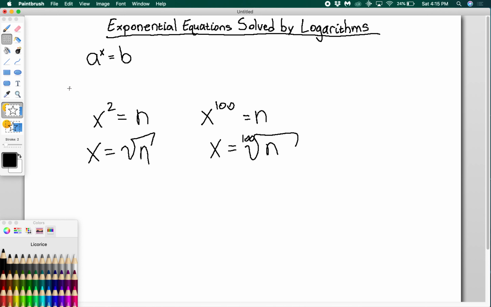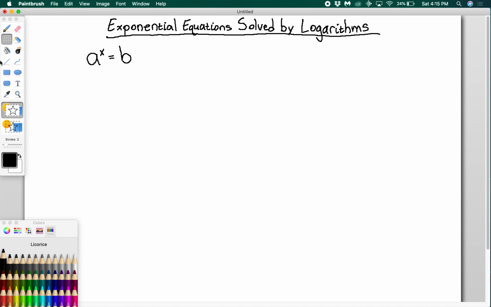Okay, but logarithms do something different. In this equation, my x is the power, so I don't want to take the xth root of both sides. That doesn't do anything for me. What would be really nice is if I could get rid of this a. And there is something that does that, and it's called a logarithm. So what I can do is take the log base a of both sides.